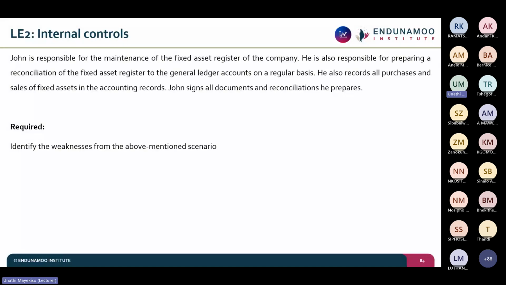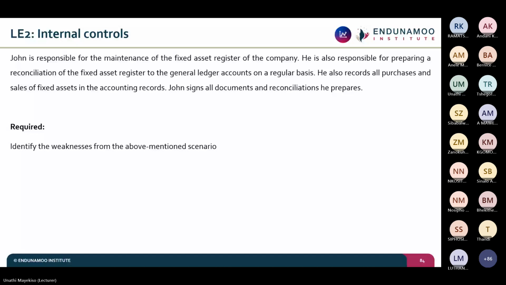A quick example. John is responsible for the maintenance of the fixed asset register of the company. He's also responsible for preparing a reconciliation of the fixed asset register to the general ledger on a regular basis. He also records all transactions and purchases of sales of fixed assets in the accounting records. And John signs all documents and reconciliations that he prepares. The required says, identify the weaknesses from the above mentioned scenario. What weaknesses do you guys see? Very quickly.